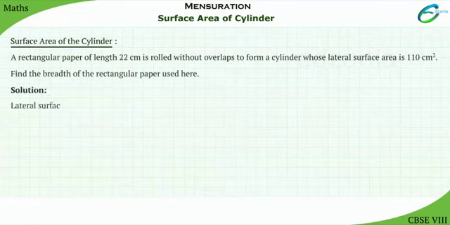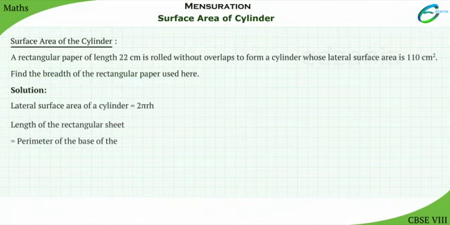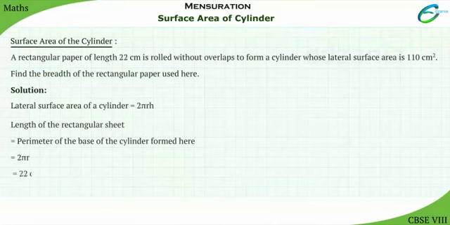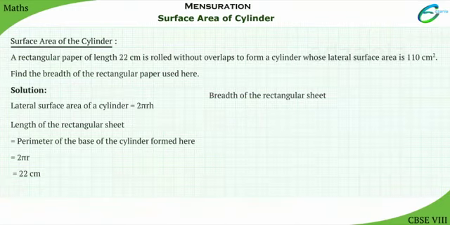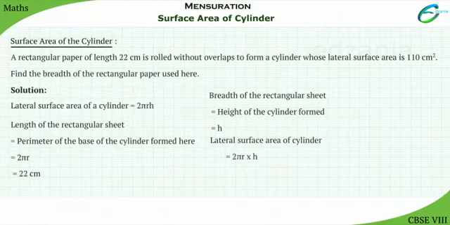The lateral surface area of a cylinder is 2 pi rh. The length of the rectangular sheet is equal to the perimeter of the base, which is equal to 2 pi r, and it is given as 22 centimeters. And the breadth of the rectangular sheet is equal to the height of the cylinder formed. Since the lateral surface area of the cylinder is given as 110 square centimeters, we get the value of h as 5 centimeters, which is equal to the breadth of the rectangular sheet.